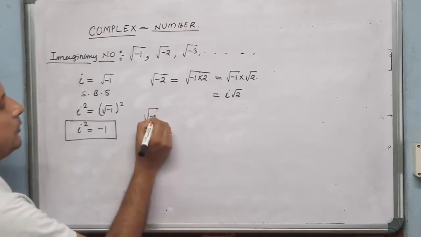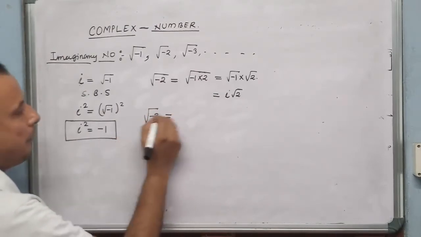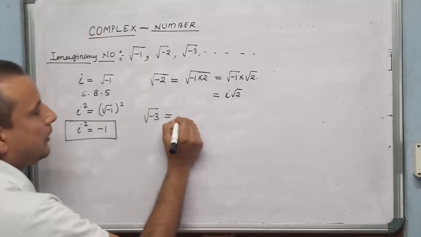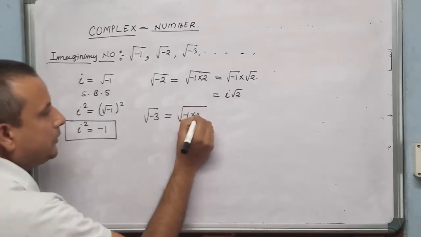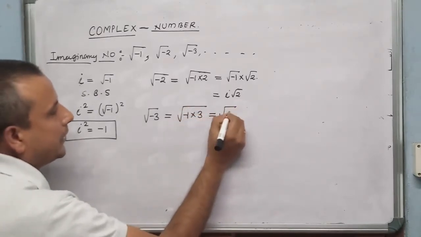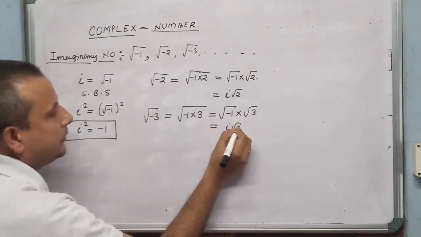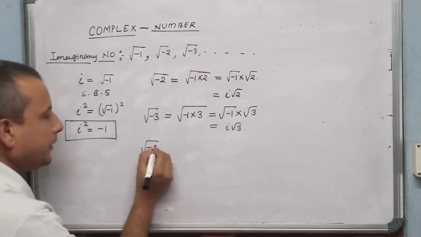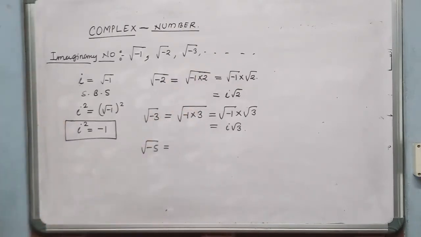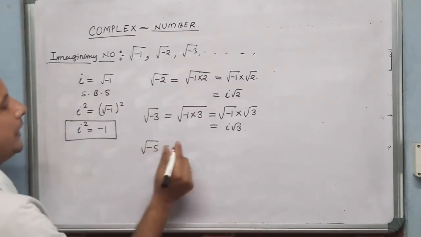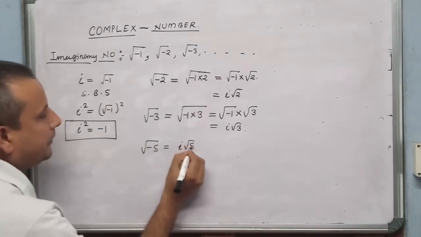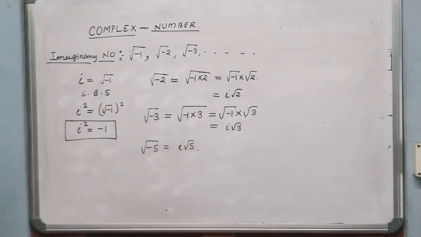Similarly, under root -3 is under root -1 into 3; we can separate the root, and it is i root 3. Now after knowing these two facts, under root -5 we can directly write as i root 5. This is i root 5. This is just how to write the imaginary number.